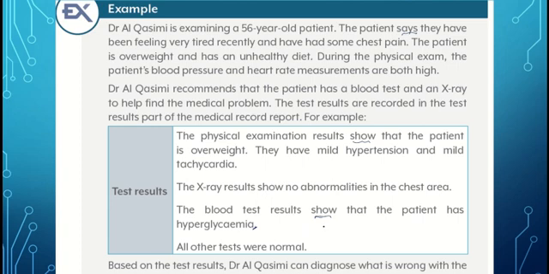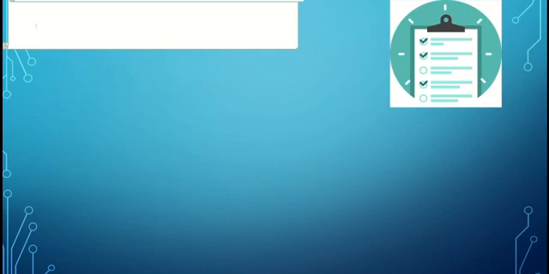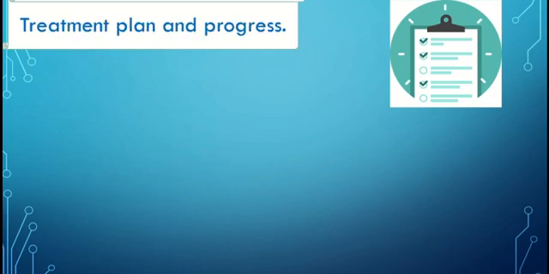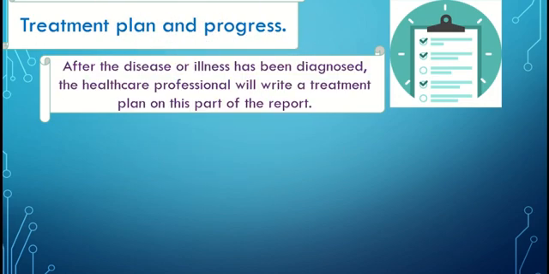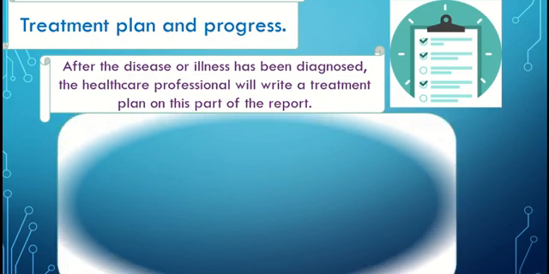Based on the test results, Dr. Al-Qasmi can diagnose what is wrong with the patient and make a treatment plan. Next, we are going to talk about treatment plan and progress. After the disease or illness has been diagnosed, the healthcare professional will write a treatment plan on this part of the report.